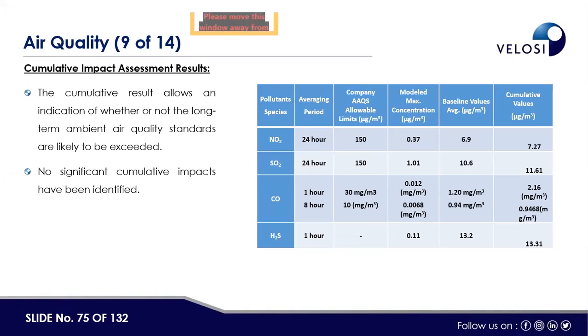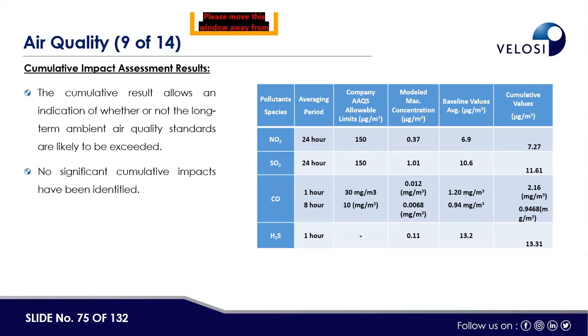baseline value that we monitored, the baseline environmental ambient air quality data that we have shown to you for the month of January and for the month of February. So this value is taken from that particular table, and after combining baseline value and the model value, we got a cumulative value of 7.27. You can see that the ambient air quality standard for oxides of nitrogen is 150, and the cumulative value including the baseline value and the model value is 7.27, which shows that oxides of nitrogen will not exceed the ambient air quality standard.